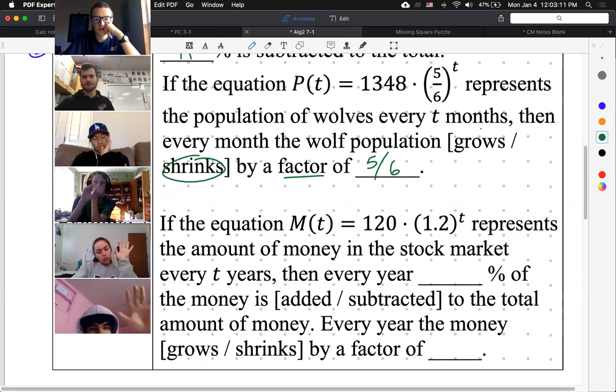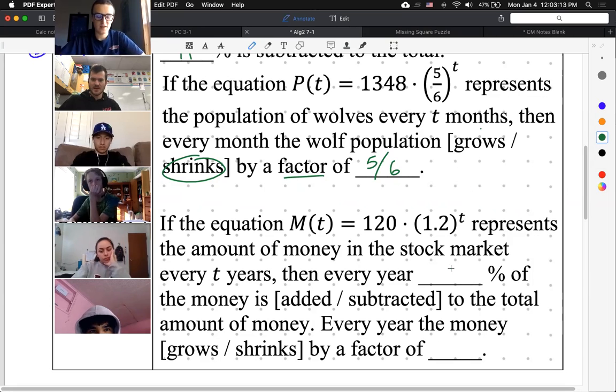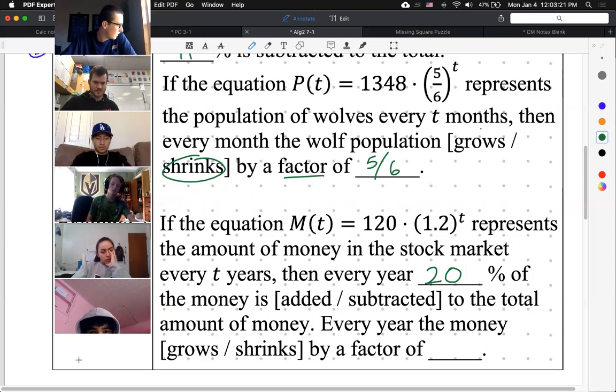Andres, yeah. 20%. It is indeed 20%. How did you get that? So 1.2, I subtracted 1, and then 0.2 times 100, which is the second step, and I got 20. Exactly. Move the decimal place 2 to the right, you get 20%. And is that going to be 20% added or subtracted, Andres? That's going to be added because it's greater than 1. Exactly. 1.2 is greater than 1.